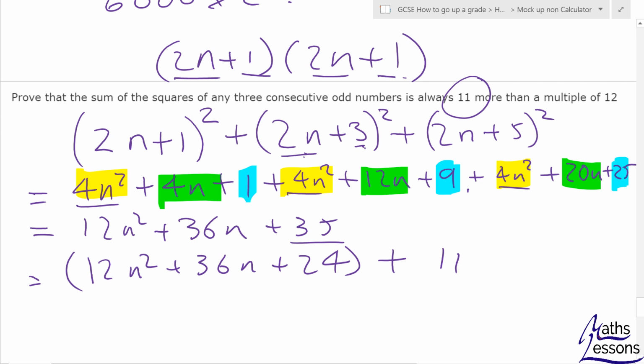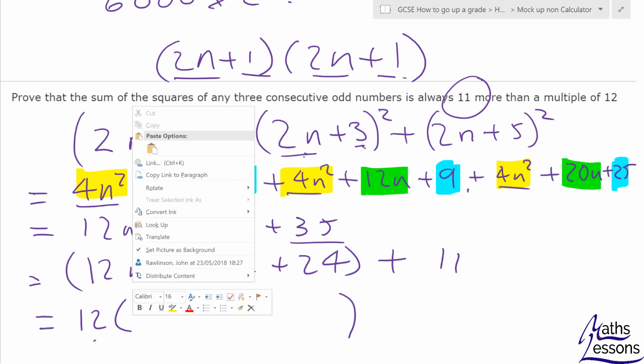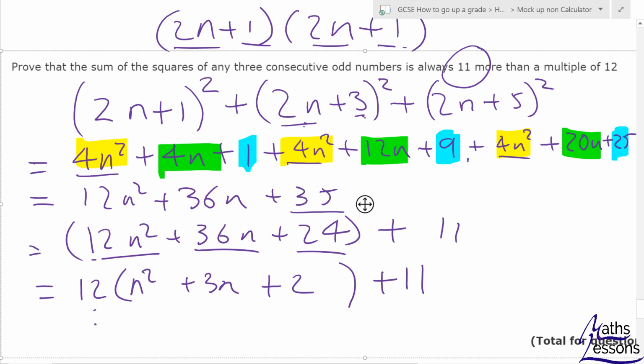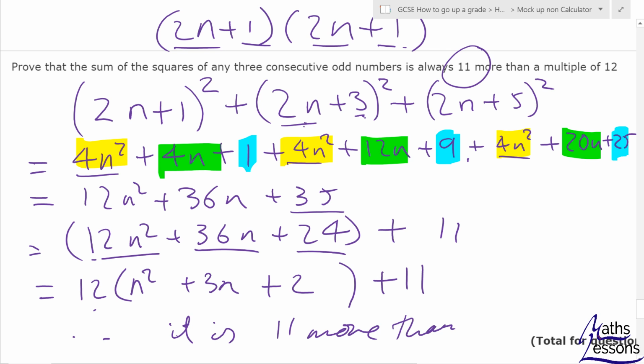Now I want to show it's a multiple of 12. So I need to take out a factor of 12. I need to be able to write 12 times that. 12 times n squared will give me the 12n squared here. 12 times 3n will give me the 36n here. And 12 times 2 will give me the 24. So I've shown that, therefore, it is 11 more than a multiple of 12.